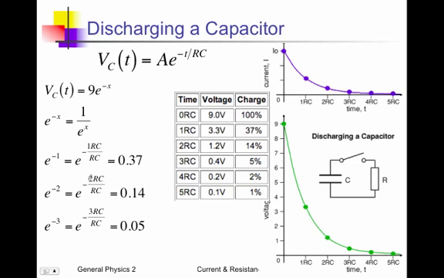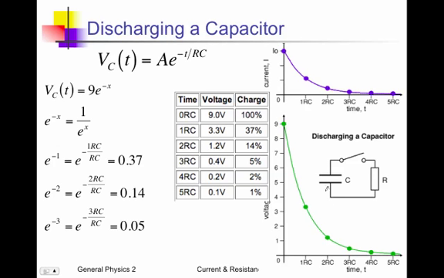And now if I do the same thing, if I say my t is equal to 2 times RC, then I can cancel out my RC's here, and I get e to the negative 2. When I plug that into my calculator, I get 0.14. Then if I multiply 0.14 times 9, I get 1.2 volts. So that's why I'm down here at 1.2. And then I can do the same thing for 3.